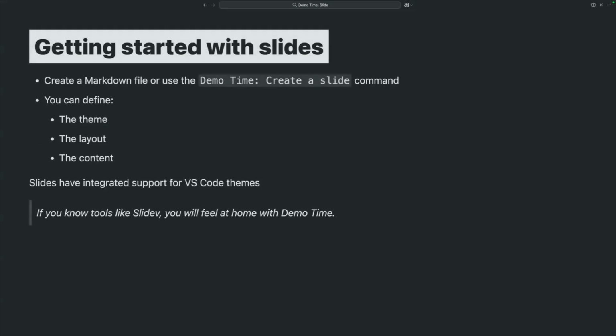So how do you get started with creating a slide? It's either creating a Markdown file, or there's another way. It's by using the Demo Time create a slide command. It will ask you a couple of things like the title, and do you want to add it as a demo step? And if you add it as a demo step, it will be added at the end of your demos, and then it will create that file for you.